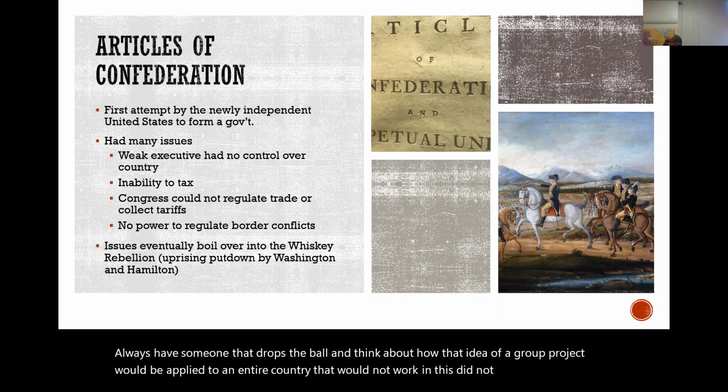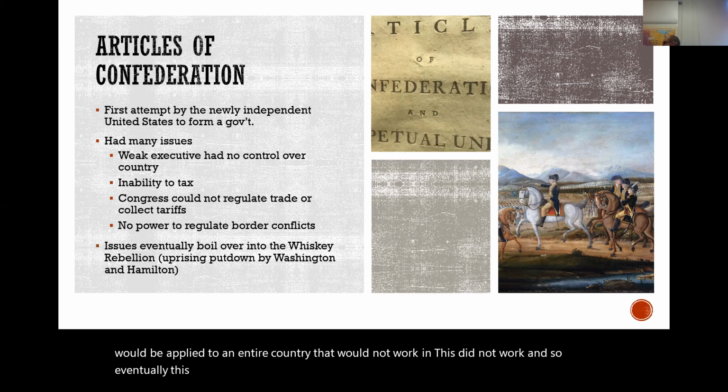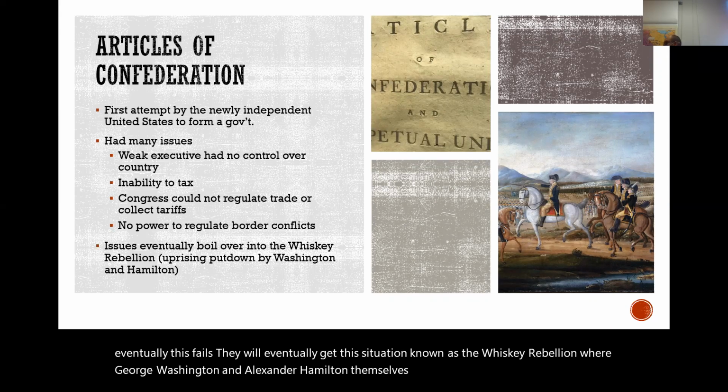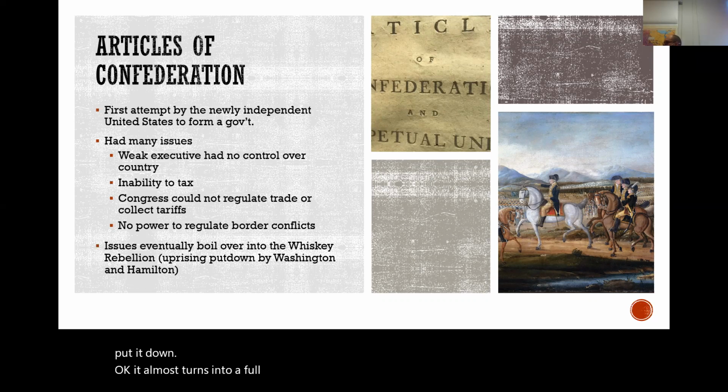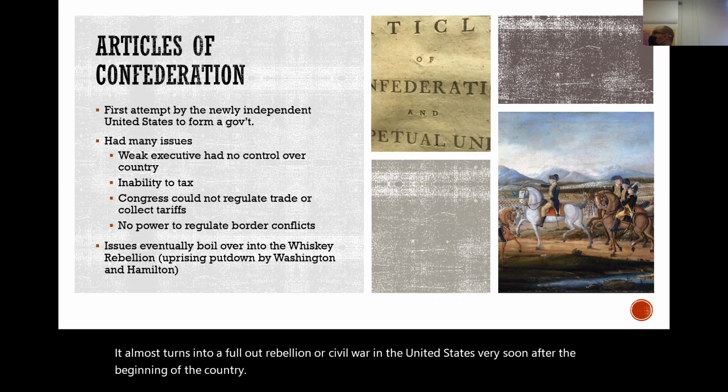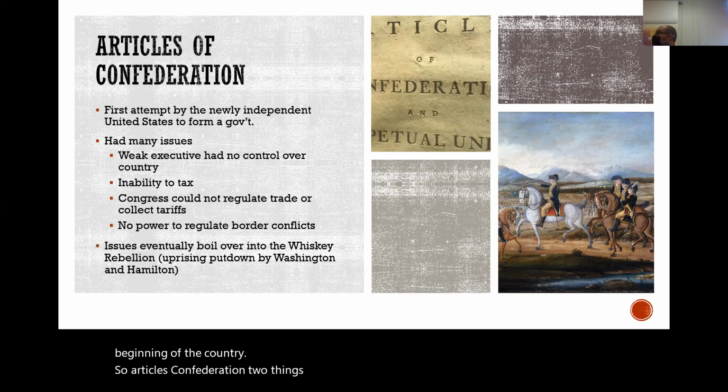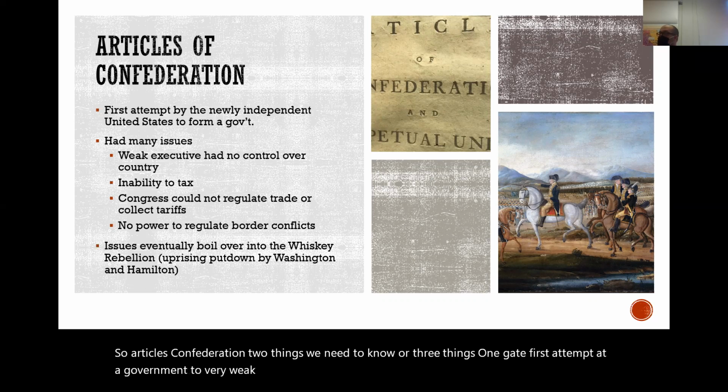And so eventually this fails. We eventually get this situation known as the Whiskey Rebellion, where George Washington and Alexander Hamilton themselves are actually going to have to go put it down. And it almost turns into a full-out rebellion or civil war in the United States, very soon after the beginning of the country. So, Articles of Confederation, 3 things we need to know. 1, first attempt at a government. 2, very weak. 3, leads to the Constitution.